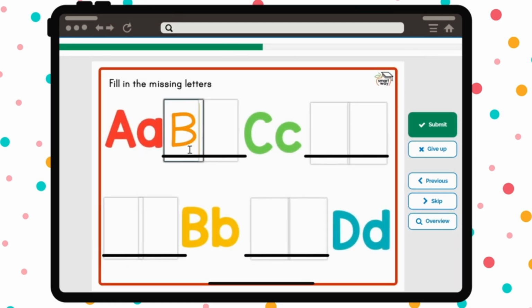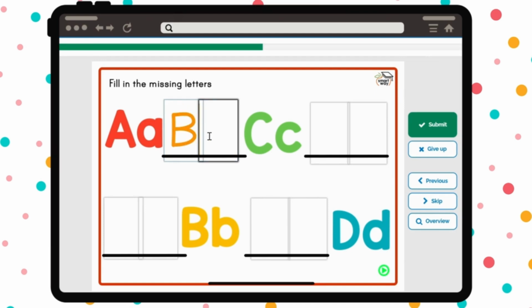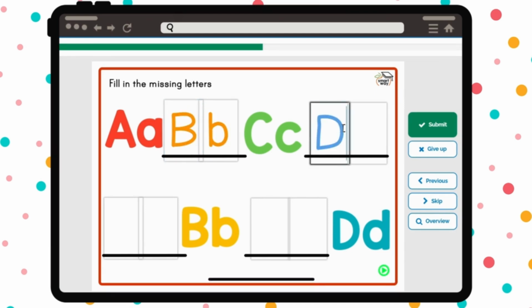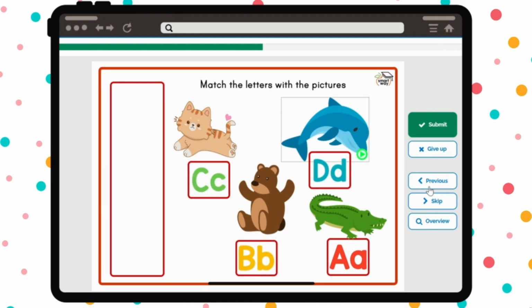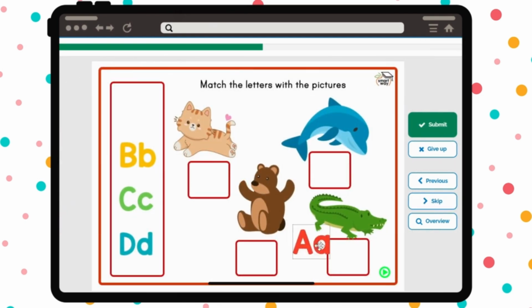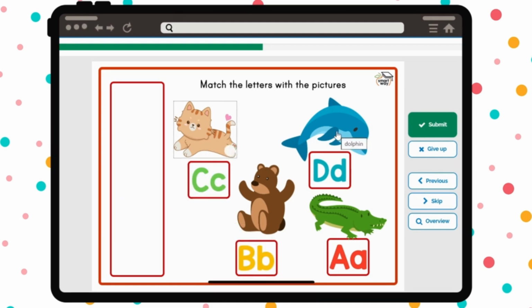Alphabetical order is reinforced through fill-in-the-blank exercises. Fill in the missing letters. For each letter, type the uppercase letter in the first box and the lowercase letter in the next one. We wrap up with more letter picture matching using colorful draggable letters. Match the letters with the pictures. Cat, dolphin.